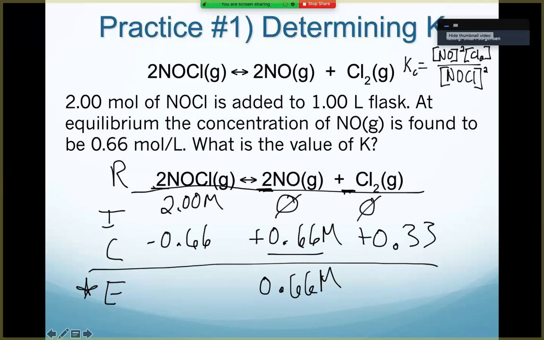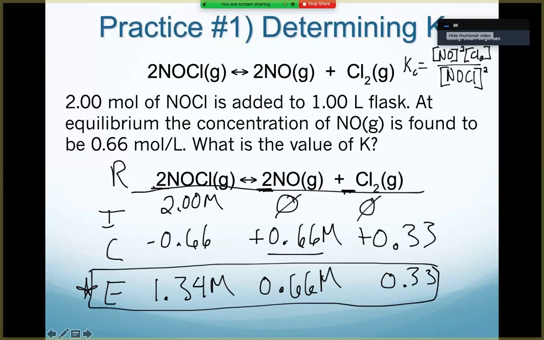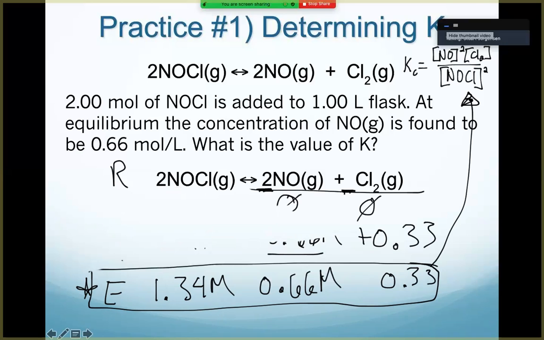Cool. So we can add it down. We know we're going to have 0.33 of our chlorine, and we're going to have 2 minus 0.66, 1.34 molar of our final reactant. Cool. Now we have our equilibrium values. Awesome. So now we actually take these numbers and plug those into this Kc formula. And then I think we're back to math. Let me erase here a little bit so we've got some room. I'm going to leave my equilibrium values up.